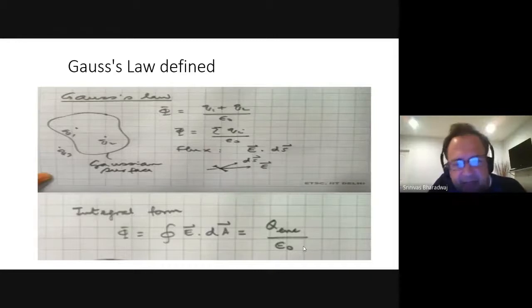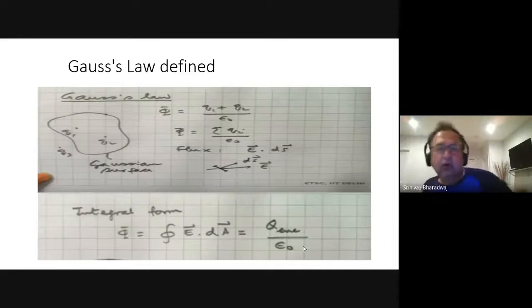When it is stated differently, Gauss's law is also called Maxwell's first equation. Okay, so Maxwell's first equation is also Gauss's law. Now let me give you an example. Look at this surface. Assume that this is a closed surface.